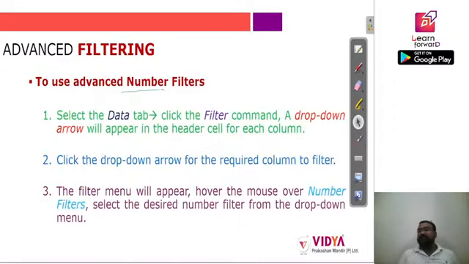Then we have the advanced number filter. That means you have a specific number and you want some of them as a criteria, simply like text. So again, how can we apply that? The same thing. Step one is not needed if we have already applied the filter. Then we will go to the drop down arrow for the required column, based on which we want to perform the filtering. Then a filter menu will appear. Then we will hover our mouse over number filters. This filter you will get automatically when you are applying it on a numbered column. Then we will select the desired number filter from that particular menu.